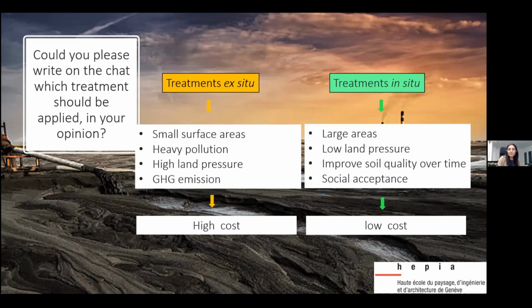But when we check the treatment out of the site, here we cannot treat all, because sometimes the plant cannot grow, have specific problems, so we cannot treat a huge area. We can treat only, or find a treatment for, a small surface area. And of course, we do that where there is heavy pollution or heavy contamination. At the same time, this will offer high land pressure, where we check the soil, we leave the land completely degraded, so nothing to do with it. And we have a huge greenhouse gas emission going with this type of treatment. Of course, it costs us a lot of money.